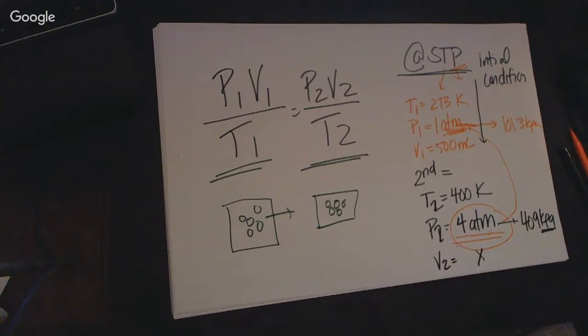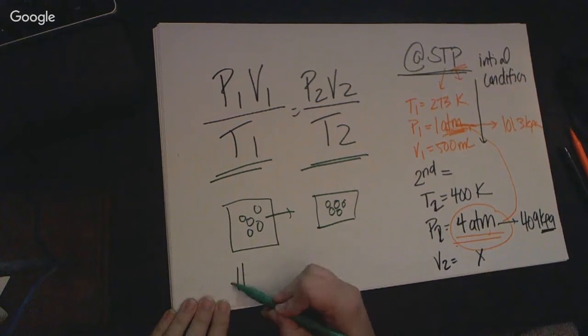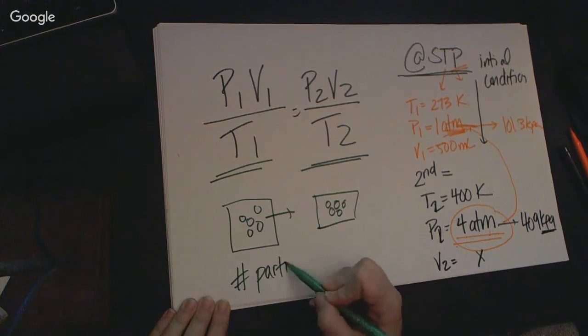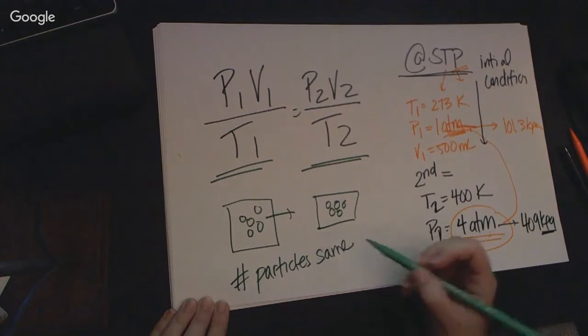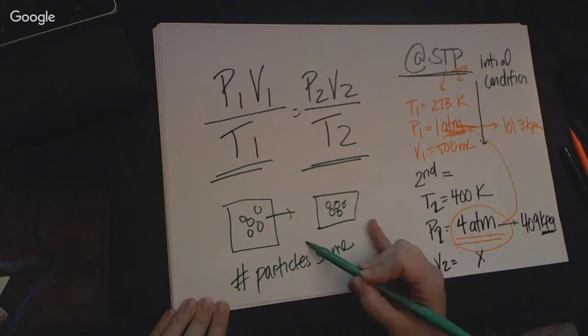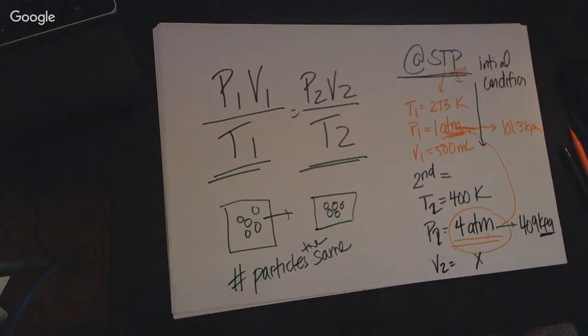One of the questions that shows up regularly on the Regents exam is to compare the number of particles in the gas at the first condition versus the second condition. And the answer is that the number of particles is always going to stay the same, because you cannot create particles. You cannot destroy particles. It's kind of like the law of conservation: conservation of energy, conservation of charge, and conservation of mass. So the number of particles will always stay the same.